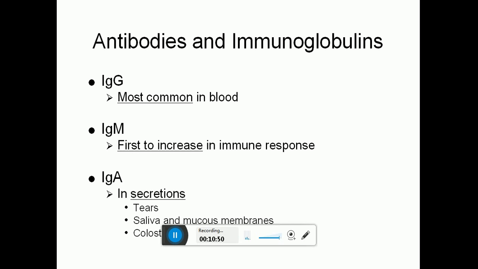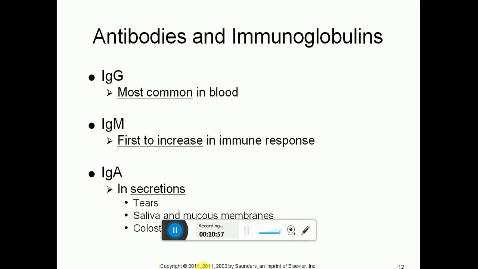Going on to the IgAs, those are present in secretions. So you can find them in the saliva and in the mucous membranes.